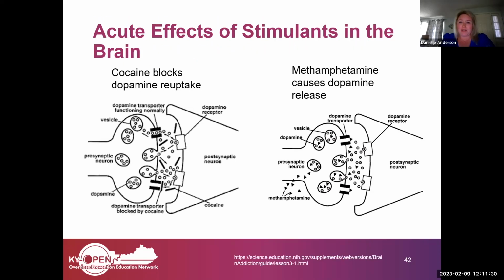So we talked about the acute effects of stimulants in the brain. Cocaine works by blocking dopamine reuptake. So we have this longer time for cocaine to interact with the receptors and cause all of the effects that we know are caused by cocaine use. And then methamphetamine works a little differently. It causes like a dopamine dump, extra dopamine release that can interact with the receptors. And again, like we saw in the chart, sometimes up to 1,000% more dopamine than with normal activities.